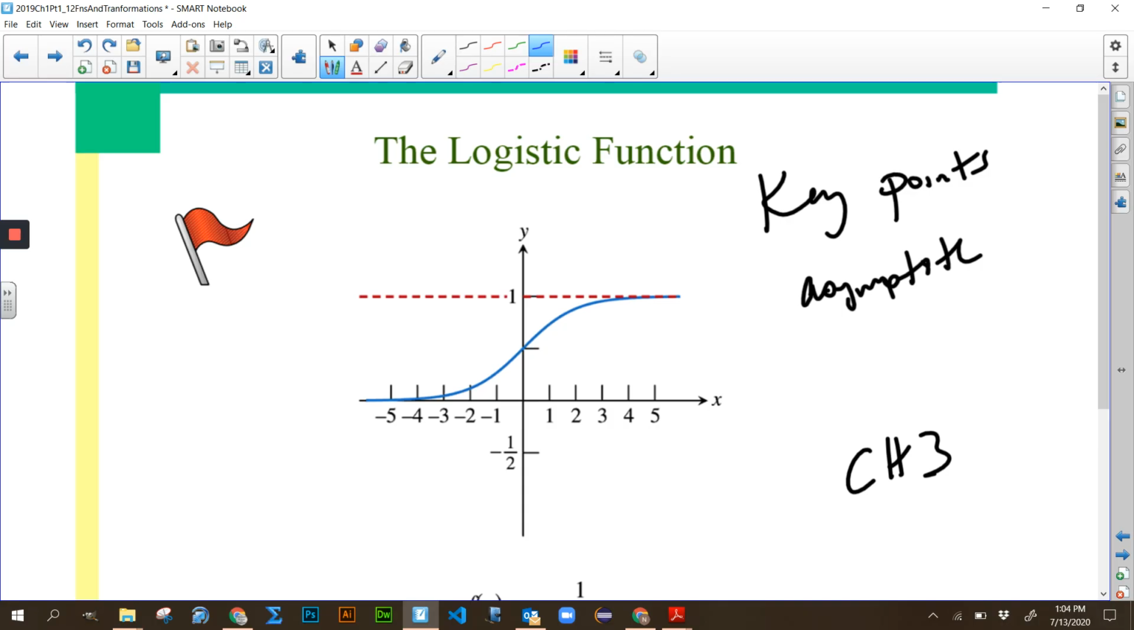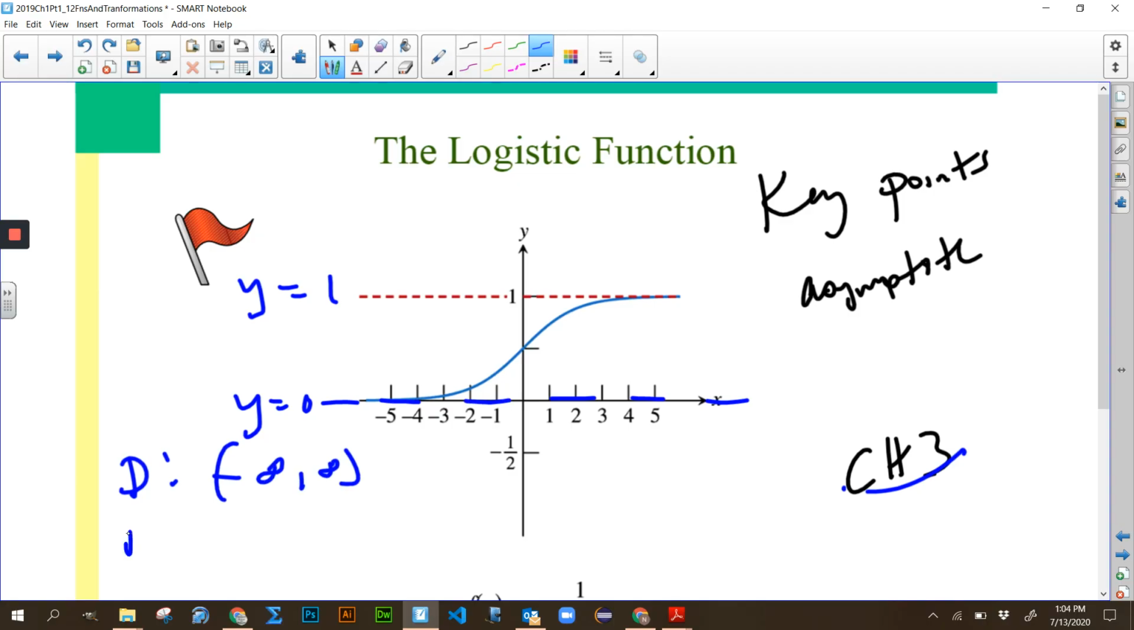Logistic function. Oh, I guess we do have another one. Logistic function, we're going to do this in chapter 3, but just try to identify the properties here. You notice there is an asymptote up here. The asymptote is at y equals 1. Also, there's another asymptote right here. See how it approaches? So at y equals 0. The domain is all reals. The range goes from 0 to 1. It doesn't include either of them because they're asymptotes.